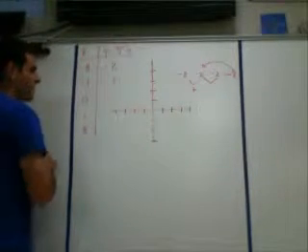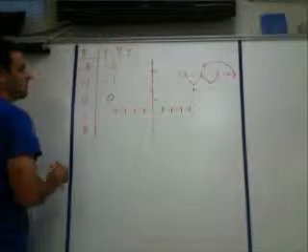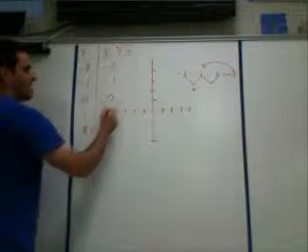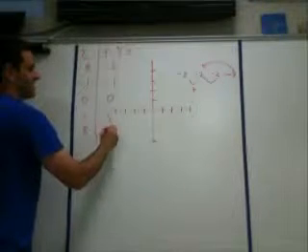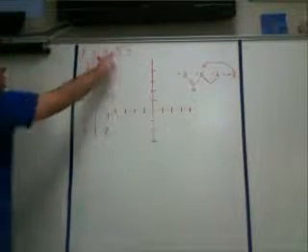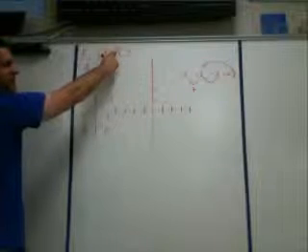What times itself 3 times makes 0? 0. Times itself 3 times makes 1? Positive 1. What times itself 3 times makes 8? 2. So this is called the cube root. Notice we put the little 3 here. That 3 is called an index.